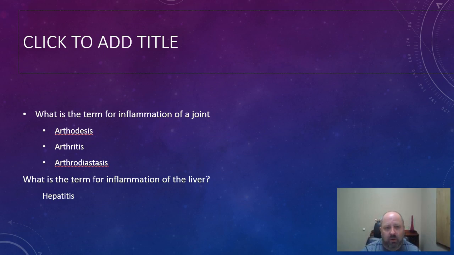So make sure you know your anatomy. Make sure you know your prefixes and suffixes. Make sure you understand what they mean in layman's terms and what the medical term is for those layman terms. If you do that well, you'll be very successful on the final. If you have any questions about how to do that or how to accomplish that, please reach out to me. I'm happy to help you out.